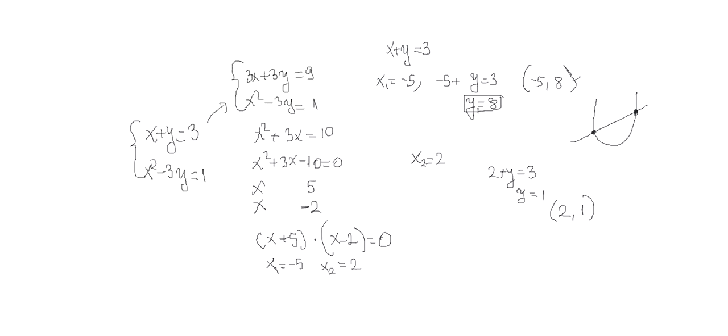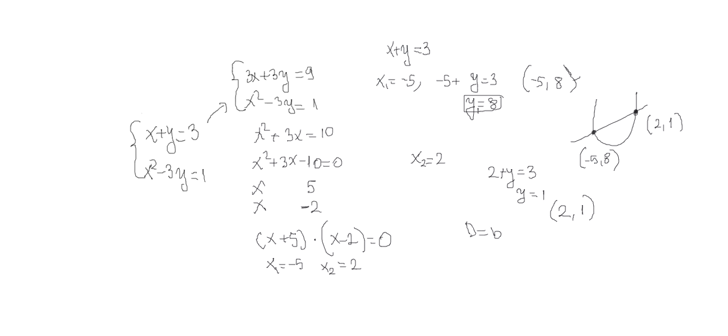So taking the linear equation, substituting it into the quadratic one, finding the roots of the quadratic, we find these intersection points for the parabola and for the straight line. The first point is negative 5 and 8, and the second point of intersection is the point 2 and 1. There are other ways to check if we have solutions or not. After substituting the linear equation into the quadratic one, we can try to find the discriminant.